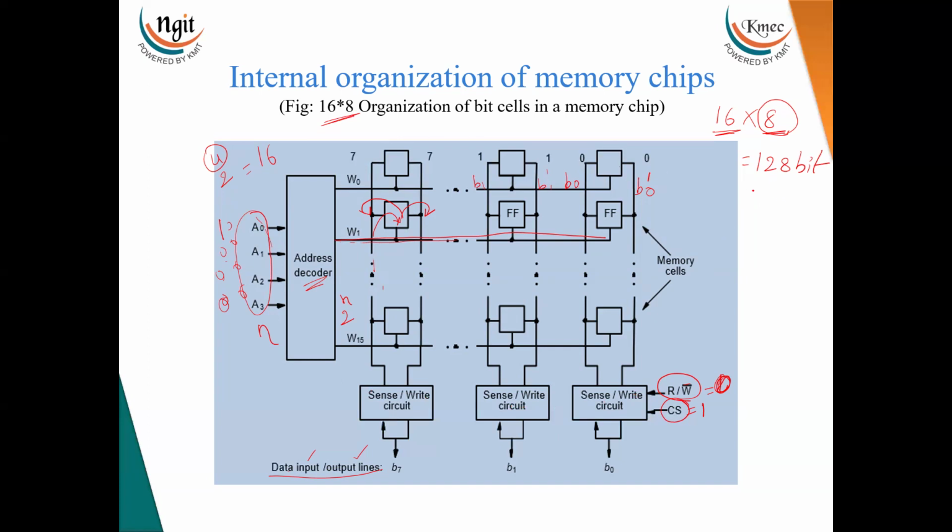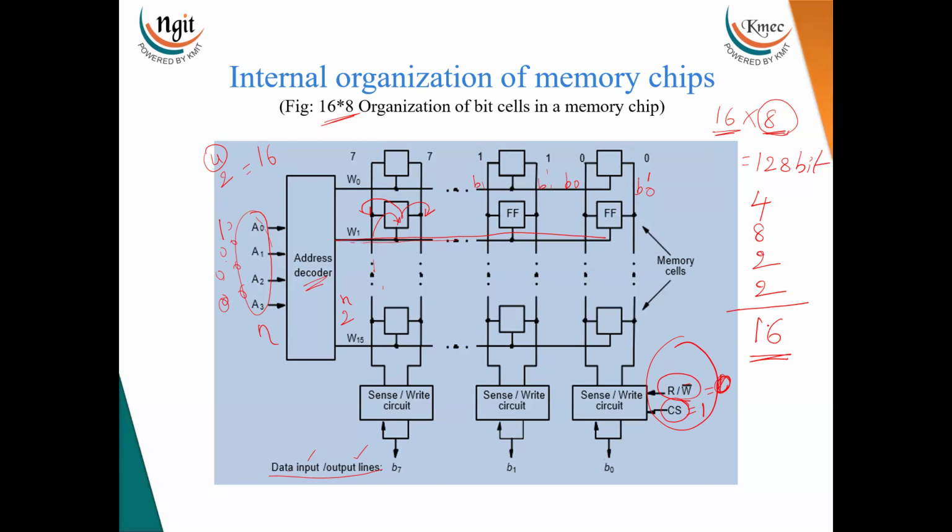Now, for that, how many external connections are required? That we will see. Here, four address lines are there and eight data lines are there, and two control signals are there. Two more are for the ground and supply to give the power supply to this IC. So two more connections are required. In total, 16 external connections are required.